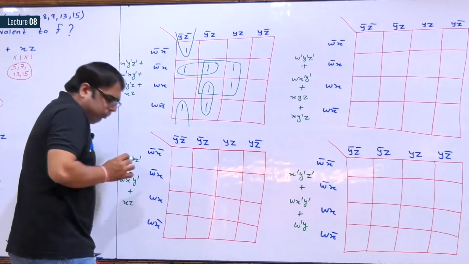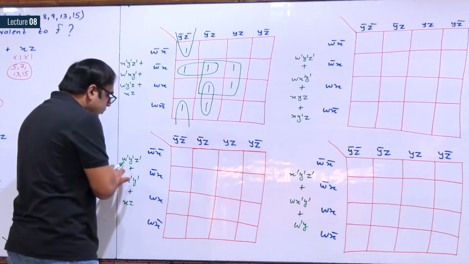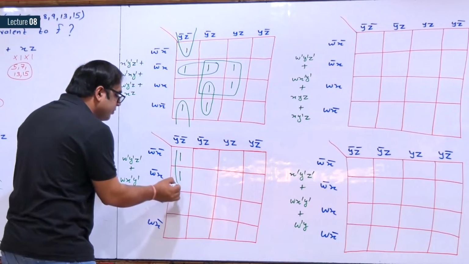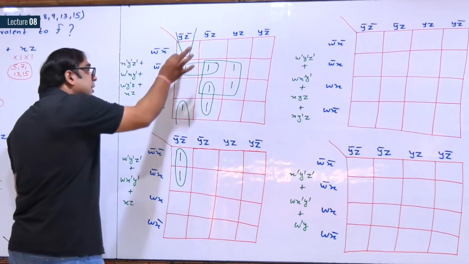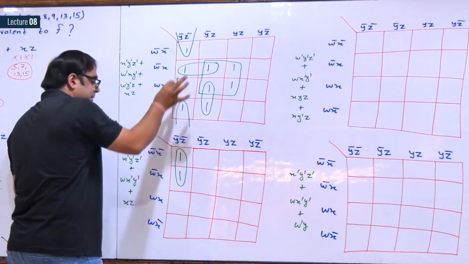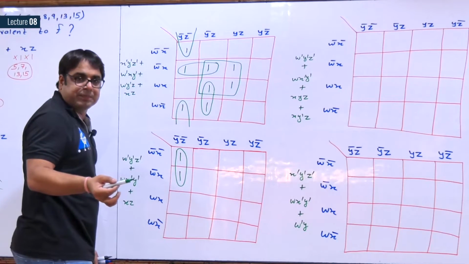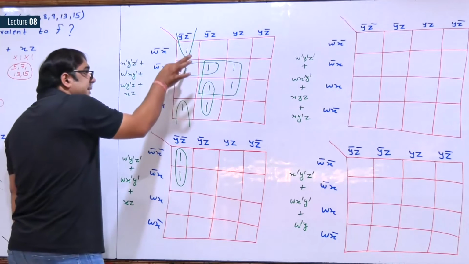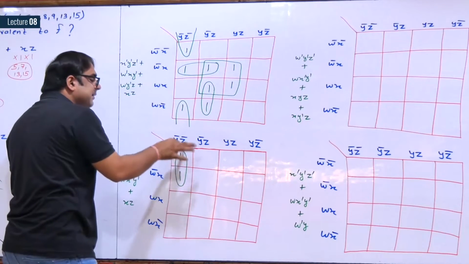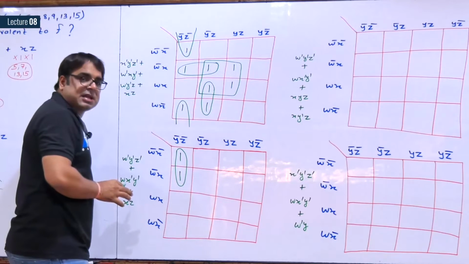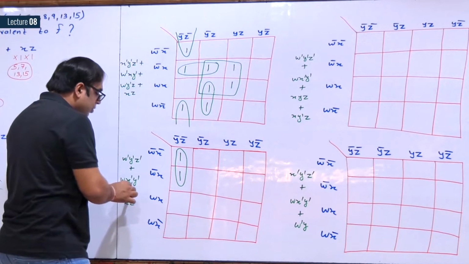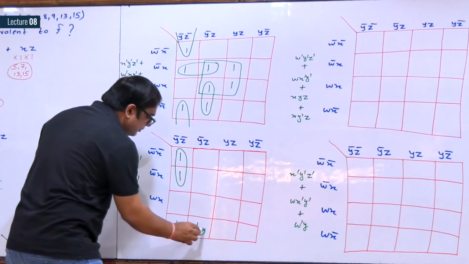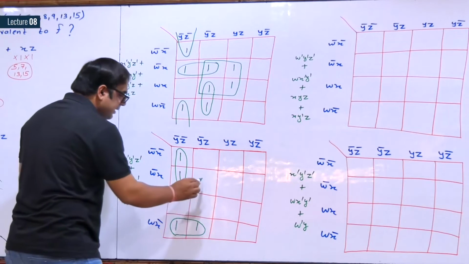Now see this one. Sorry. W complement, Y complement, Z complement. See, minterms are same. Just way of mapping is different. We can have different types of mapping for the same function also. So both these minterms are present. These two minterms are grouped in this K-map. They are not grouped in this K-map. So WX complement, WX complement, Y complement. This one, XZ.